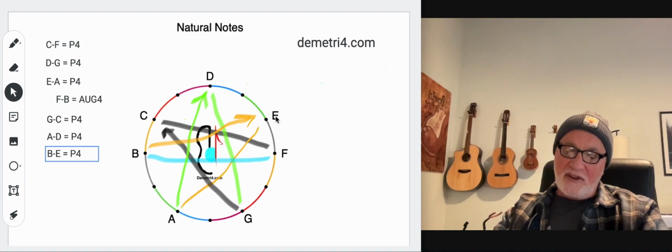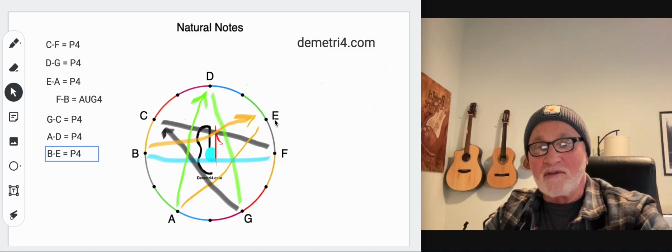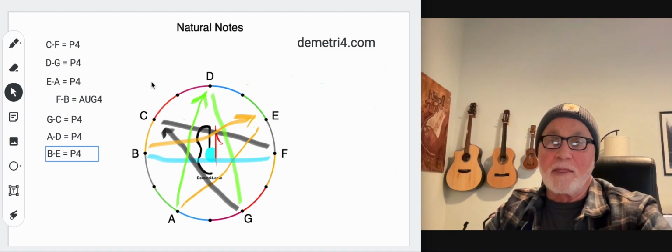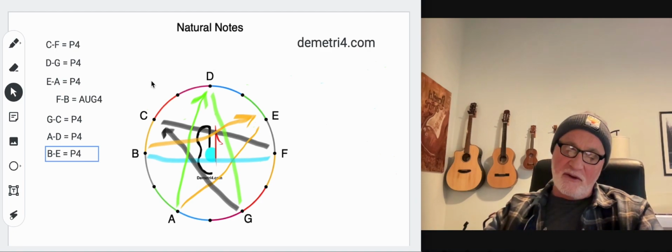Next, count the dots on the natural note circle. The number of dots will give you the quality of the interval. When counting the dots, remember to count the first dot as 0. So from C to E, 0, 1, 2, 3, 4. 4 dots, major third. Okay? Have fun with the second, third, and fourth intervals.